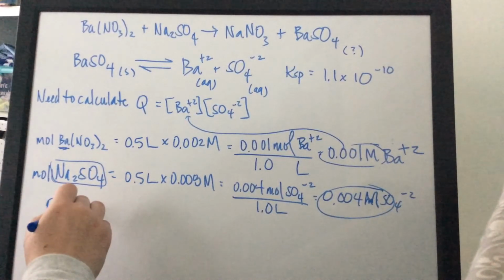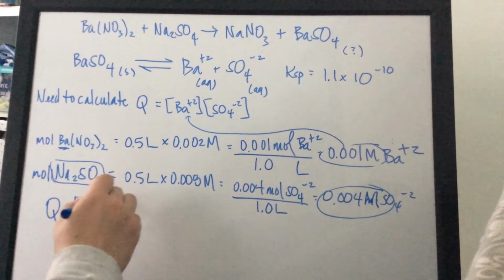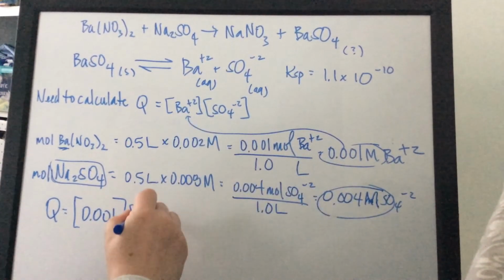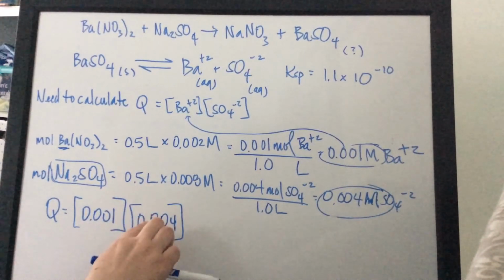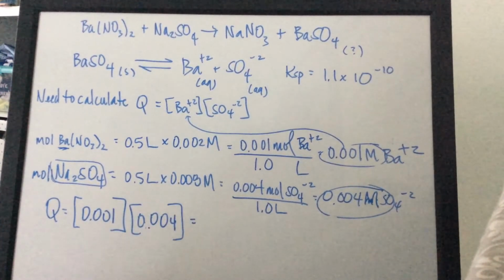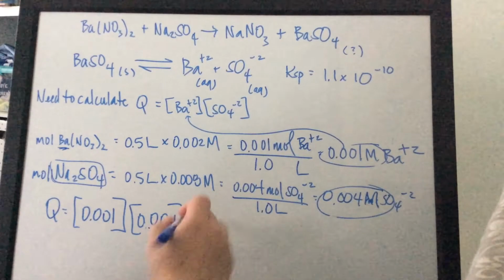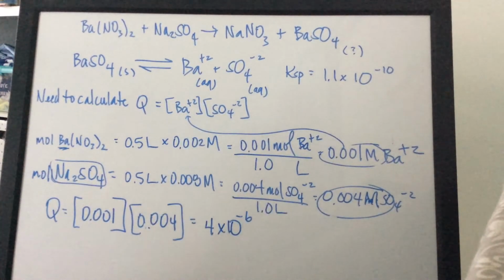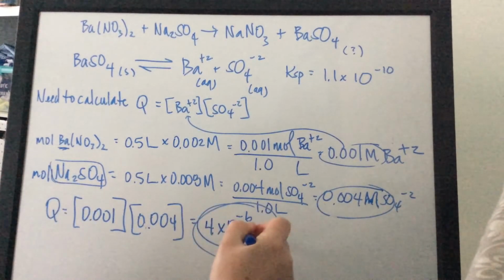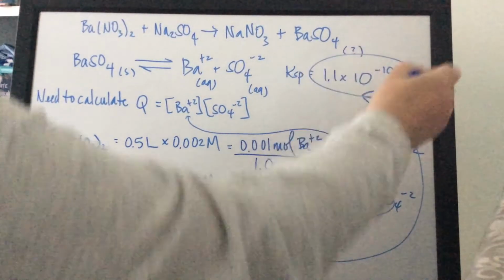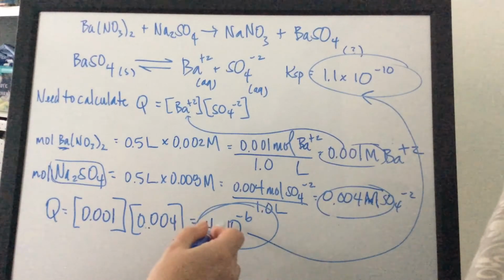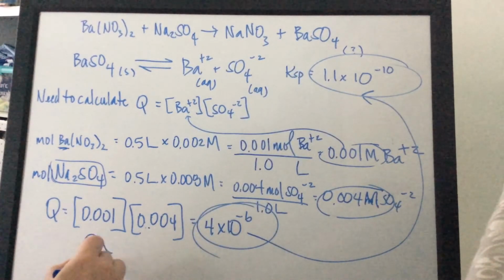So I'm going to take the concentration of the barium, which we determined to be 0.001, times the concentration of the sulfate, 0.004. This is my Q. Comes out to be 4 times 10 to the negative 6. And then we compare Q to KSP. Okay, and we reference what we just talked about. So in this case, Q is much larger than KSP.